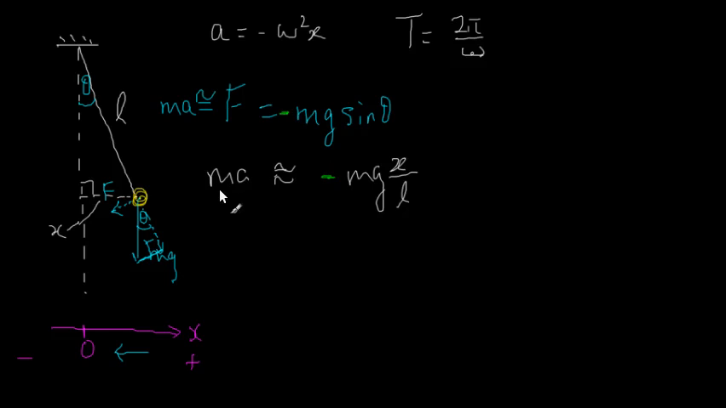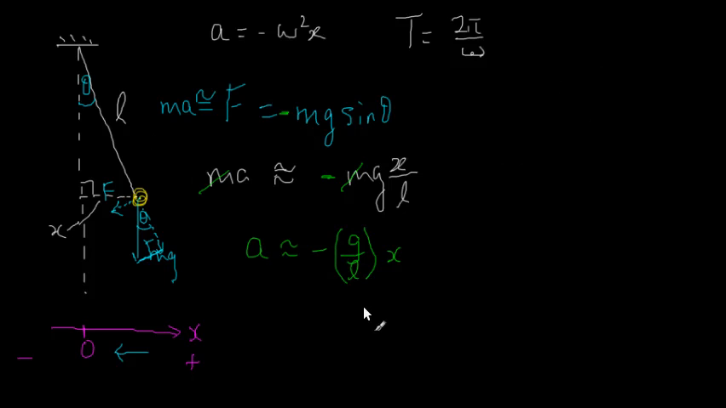Okay, and from this equation, I'm almost there now. I can cancel the m. I can divide both sides by m. And once I've done that, you can see that I have a already here and x there. So I'm just going to rewrite this into a more direct form. So g over L, I'm going to write x separately. So now I can compare the two directly. Omega squared is just g over L.